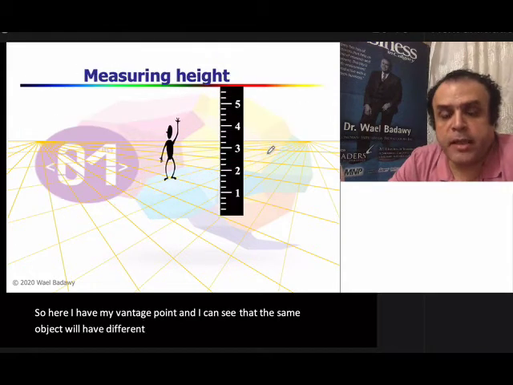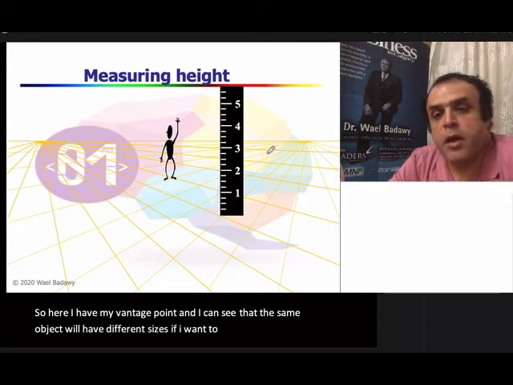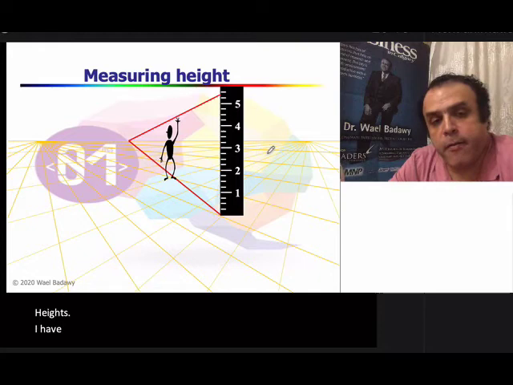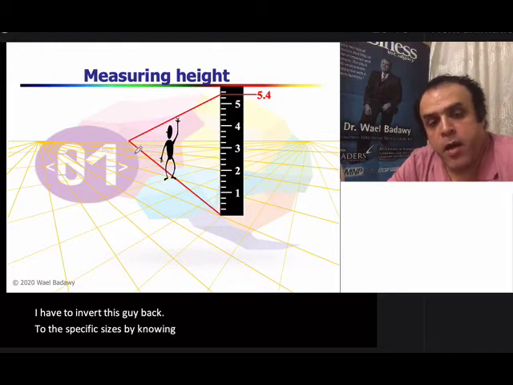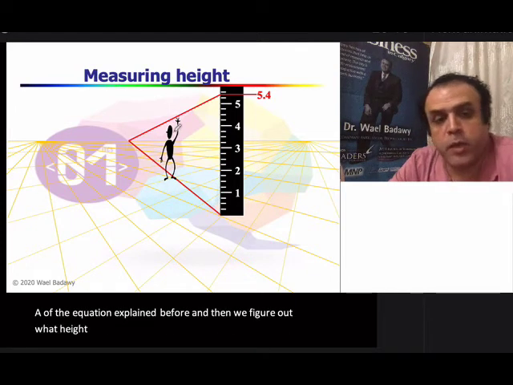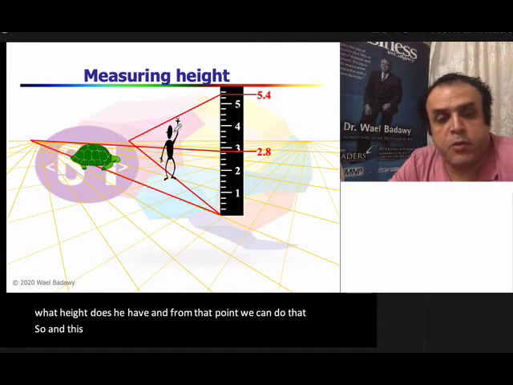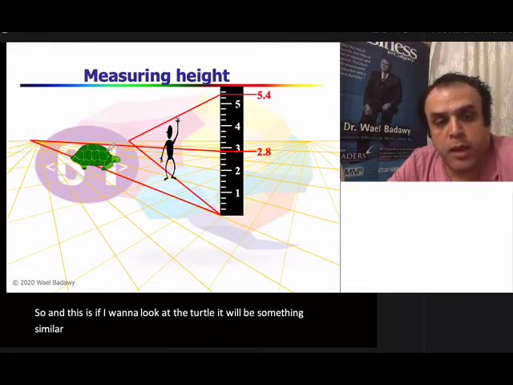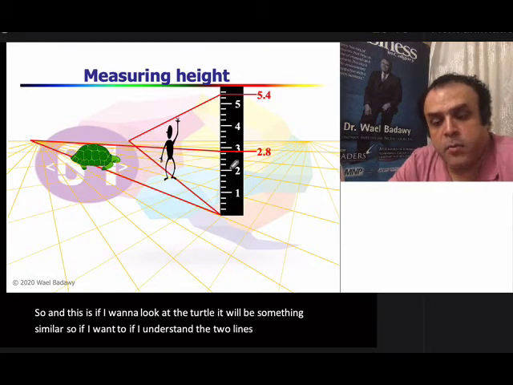If I want to measure the heights, I have to invert this back to the specific sizes by knowing the equations we explained before, and then we figure out what height he has, and from that point we can do that. And if I want to look at the turtle, it will be something similar. So if I understand the 2 lines, I can actually compute the measurement here.